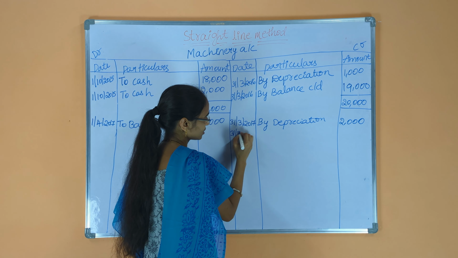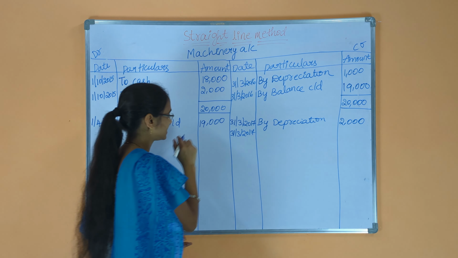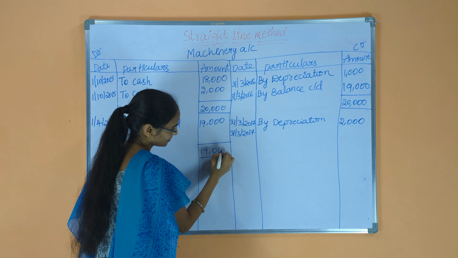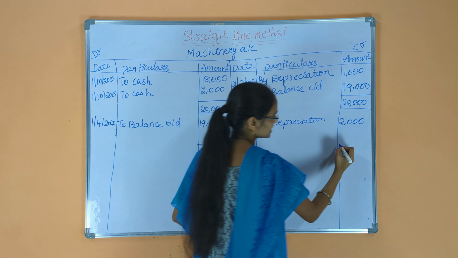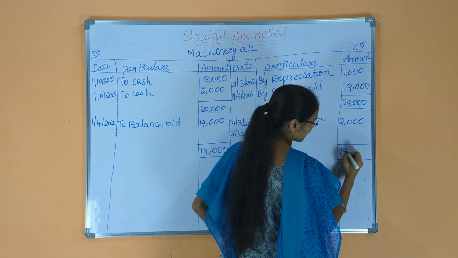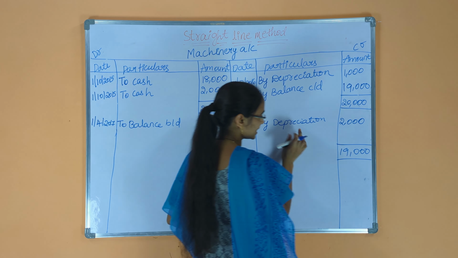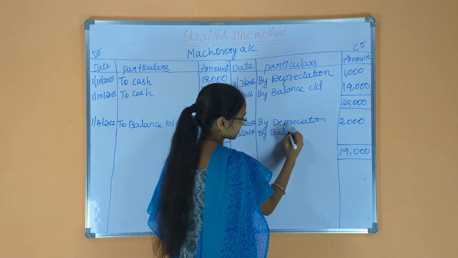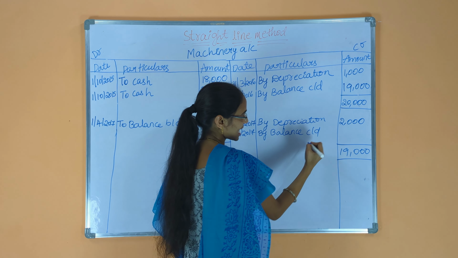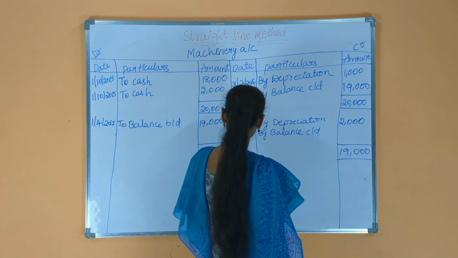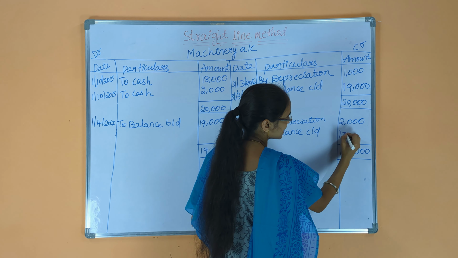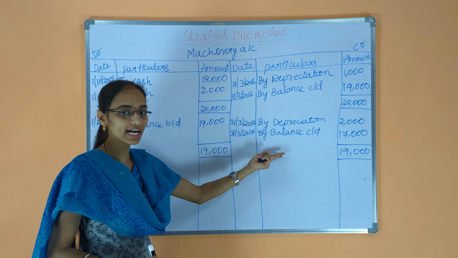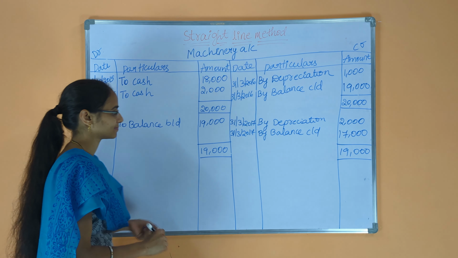Next we want to close this account. How much is on the debit side? It is 19,000. So the credit side will also come the same, 19,000. So here we will write the balance carried down amount. By balance carried down, how much is the amount? 19,000 minus 2,000 is 17,000. This year's closing balance is the next year's opening balance.